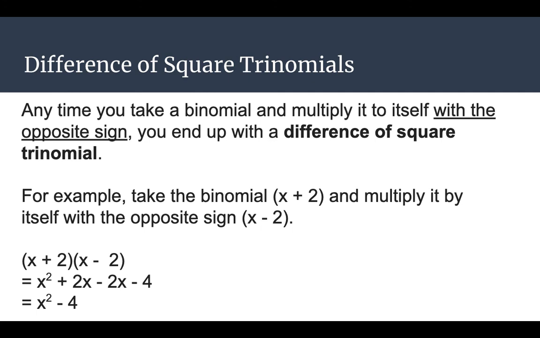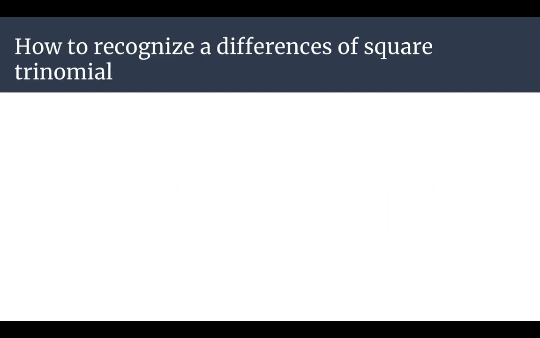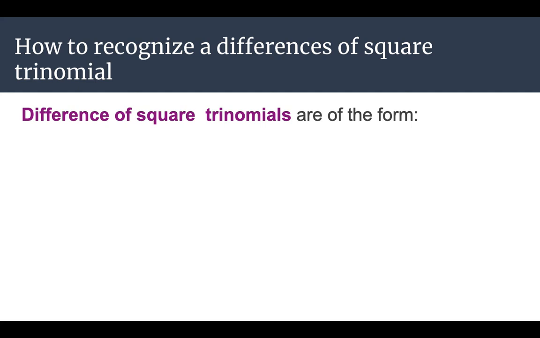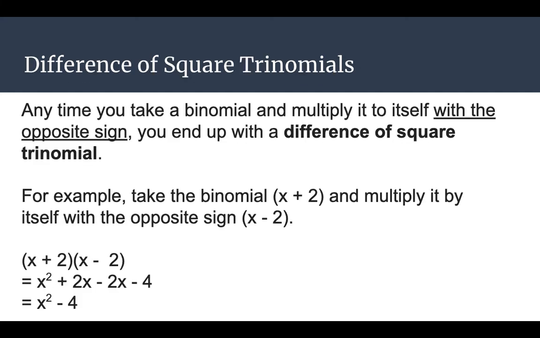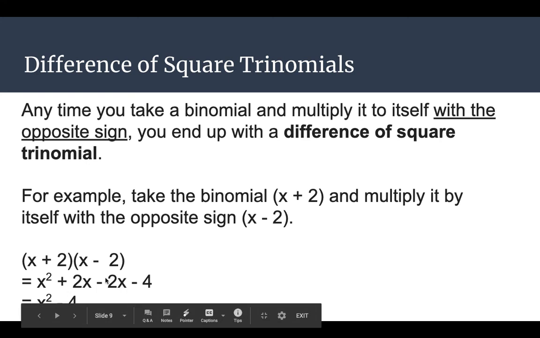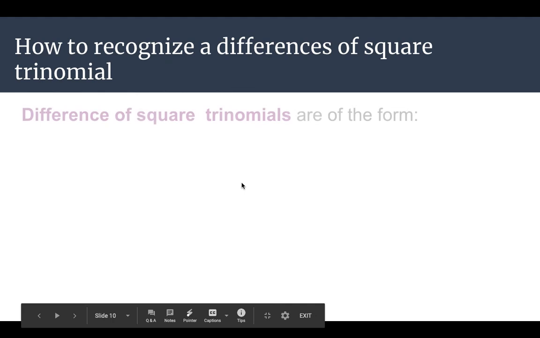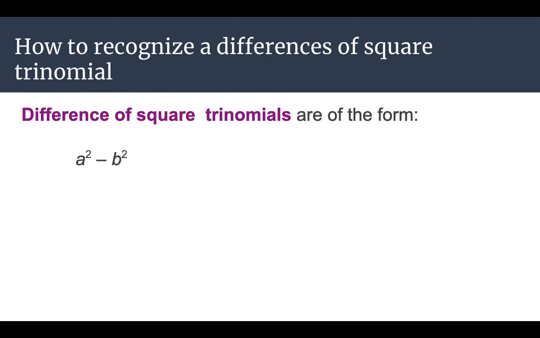So this will give us a hint as to what kind of trinomial we have. A difference of squares trinomial is of the form a squared minus b squared. Notice how there's nothing in the middle, so it's still a trinomial, but if we go back here, the x term in the middle just has a 0 on it. So they have the form something squared minus something else squared.